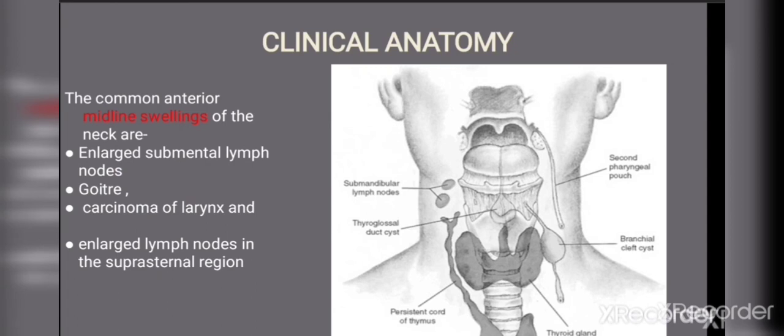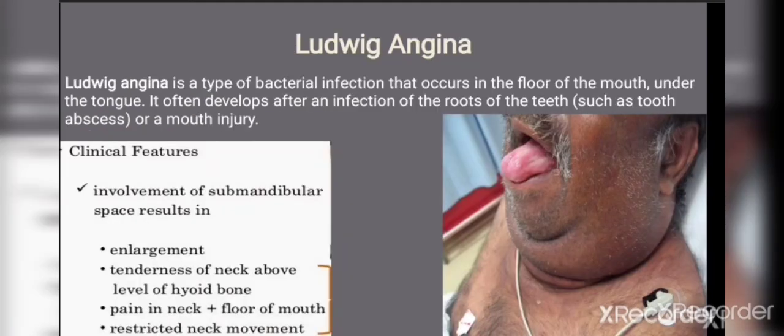Now the clinical anatomy. The common anterior midline swellings of the neck may be due to enlarged submental lymph nodes, or it may be due to goiter, carcinoma of larynx, and enlarged lymph nodes in the suprasternal region. So here is the Ludwig's angina. It is a type of bacterial infection that occurs in the floor of the mouth under the tongue. It often develops after an infection of the root of the tooth, such as a tooth abscess or mouth injury.